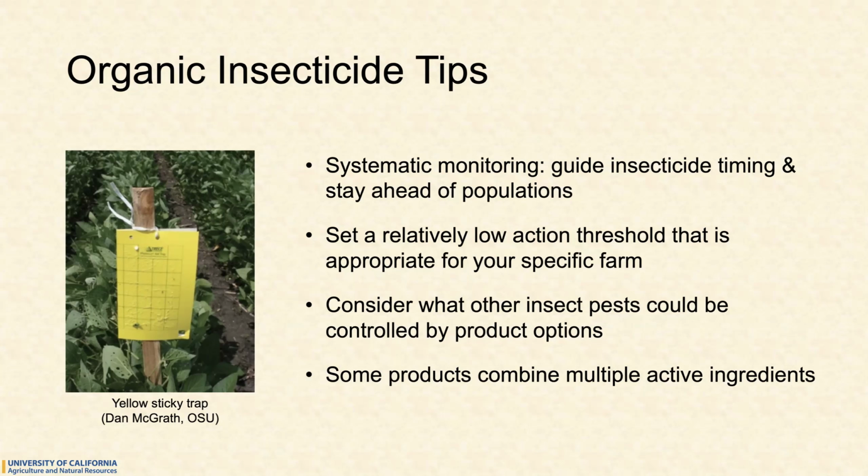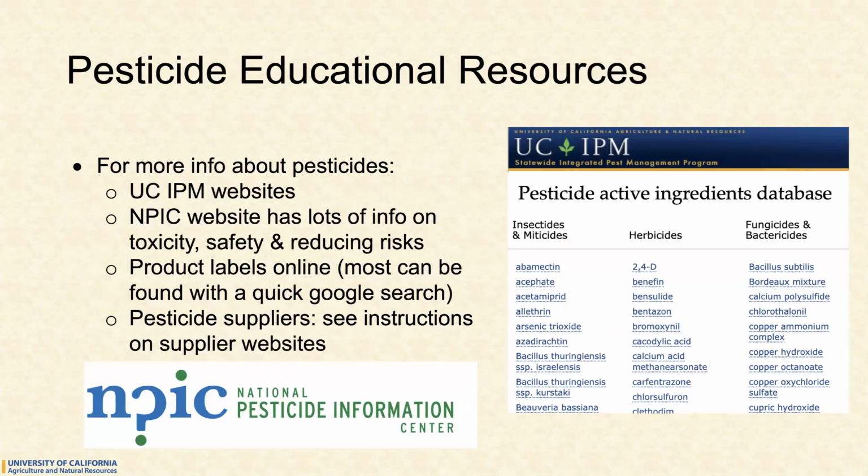So consider what other insect pests can be controlled by those products too. A lot of these organic insecticides actually can have some efficacy against other insect pests as well, since many of them are broad spectrum, meaning they don't specifically target a certain insect. And some products can be combined. And on the flip side, you can purchase products that actually contain multiple active ingredients too. So you can think about how you might want to mix and match. But again, always following label instructions.